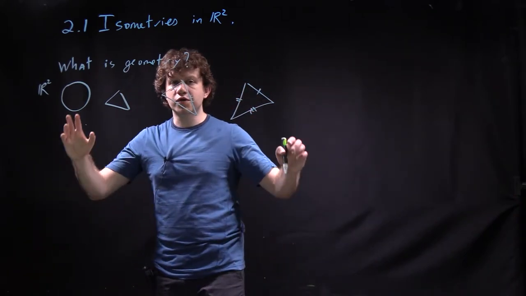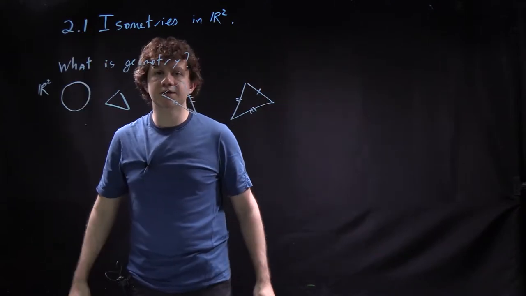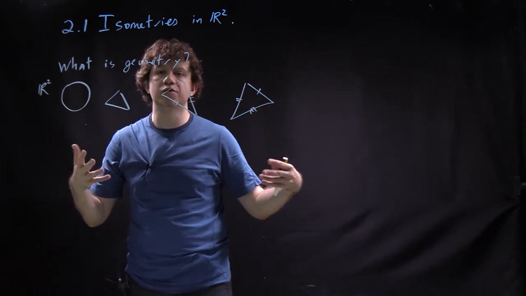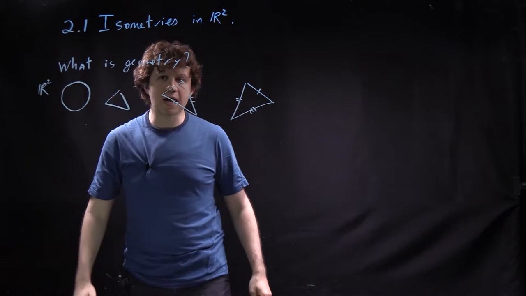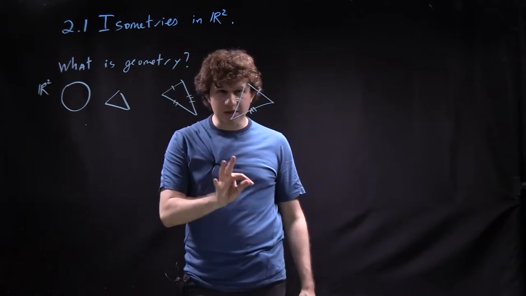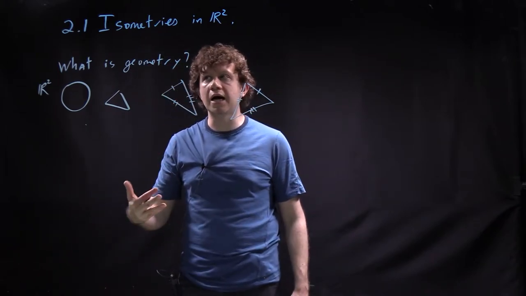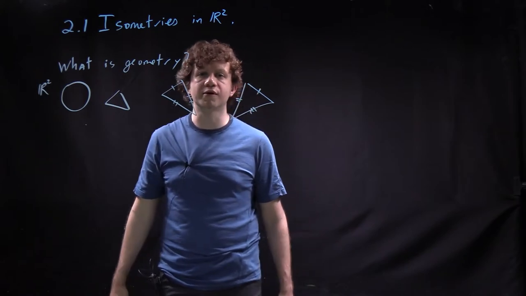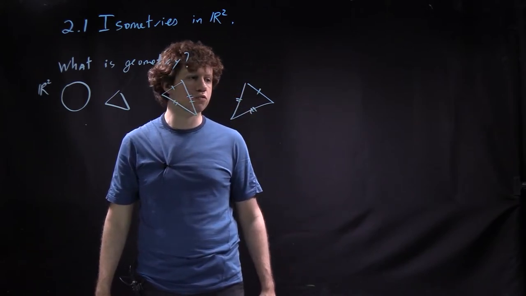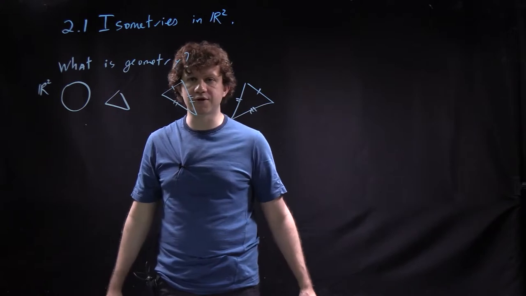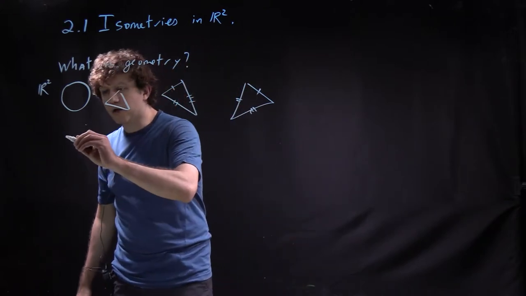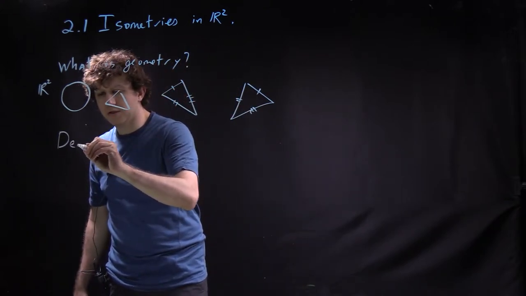And so in this lecture, I'm going to define isometry, and this will be sort of a group of symmetries of Euclidean geometry. And then I will give some examples of isometries, and we will apply certain isometries and their properties to actual geometric theorems. So let's start with a definition.